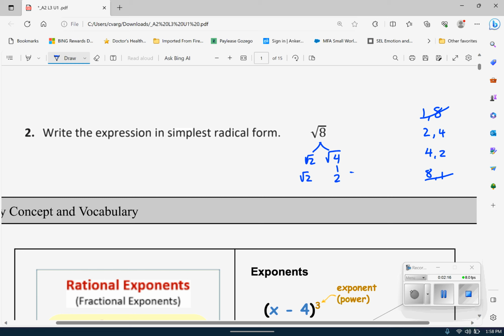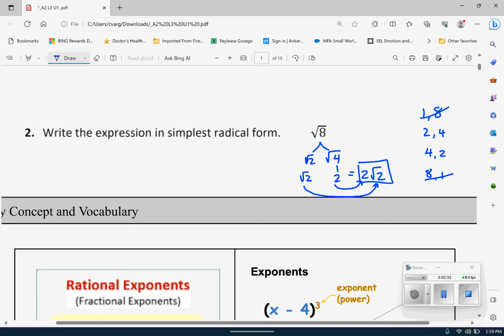So what is our final answer? Our final answer is 2. You usually put the number that doesn't have a radical first, and then you put the one that does have a radical next. So 2 goes there, and then radical 2 goes here. So final answer, okay? 2 times radical 2.